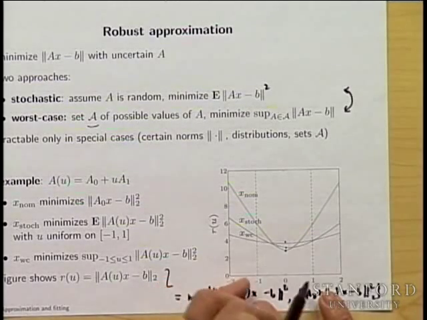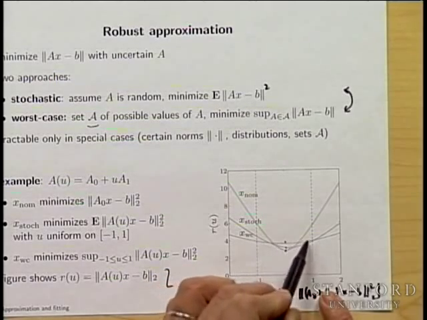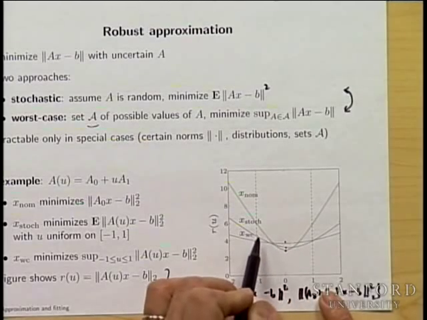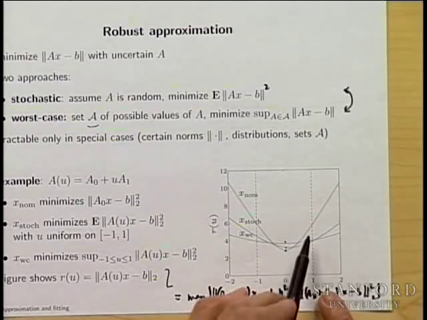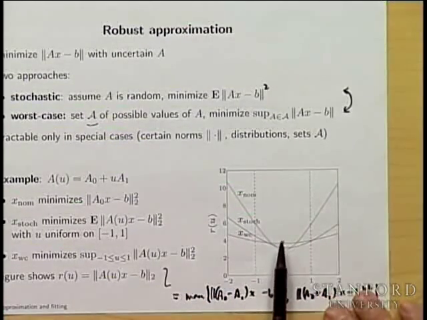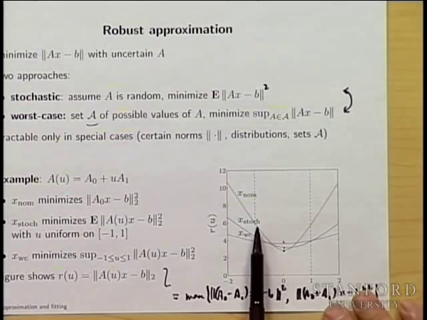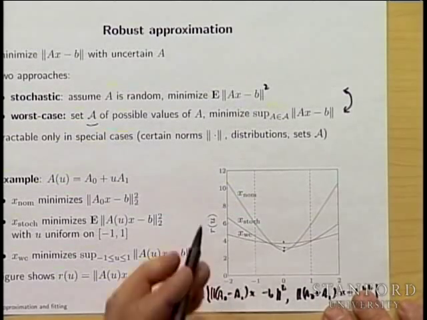So for example, the integral of this function over this interval should be least for this middle curve. And I believe that's going to be the case. Actually, you can see it's the case. Obviously, it beats the nominal one, because for the nominal one, when A moves away from the nominal, you start paying badly. And then the worst case one is this one.